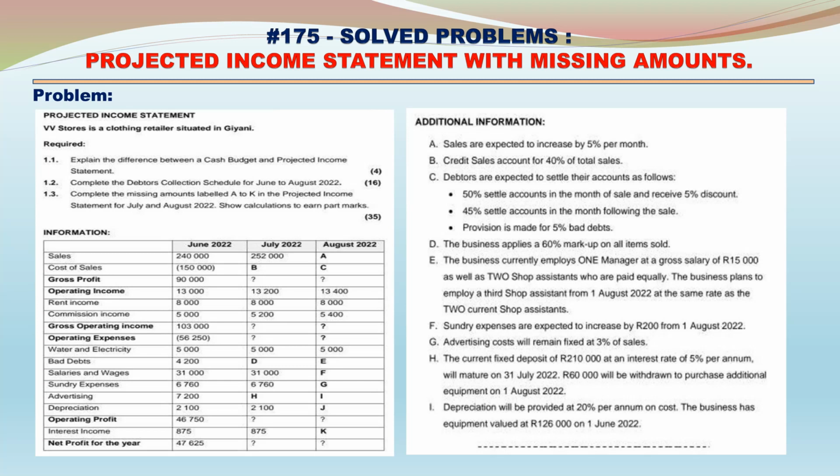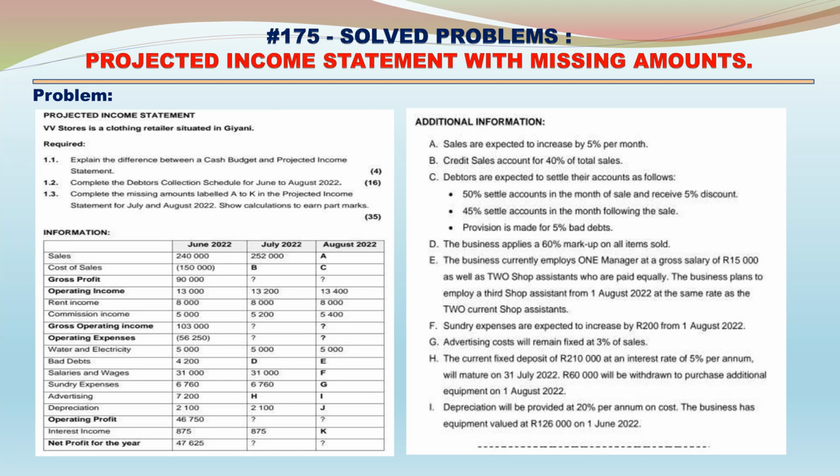Water and electricity is 5,000 for June, July and August, per each month. Bad debts are 4,200 for June. For July it is D. For August it is E. Sales and wages are 31,000 for June and July, and for August it is F, which we have to find out. Sundry expenses are 6,760 for June, 6,760 for July, and for August it is G, which we have to find out. Advertising is 7,200 for June. For July and August, H and I are what we need to find out.